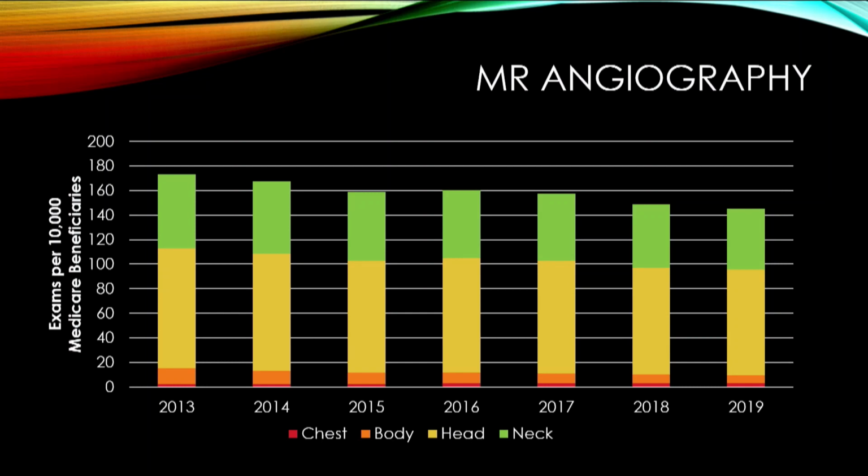On the other hand, all MR angiography usage in total has been declining over these 7 years. Only chest MRA, which is almost barely visible there on the bottom, saw an increase in utilization. Body, head, and neck all saw decreases in the number of exams.